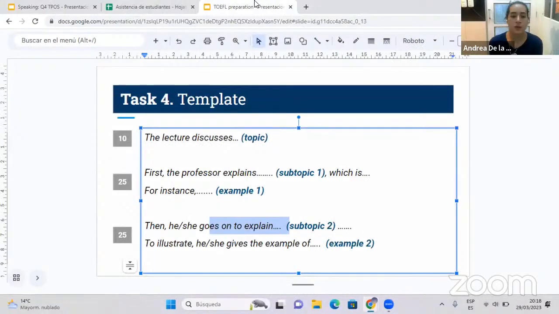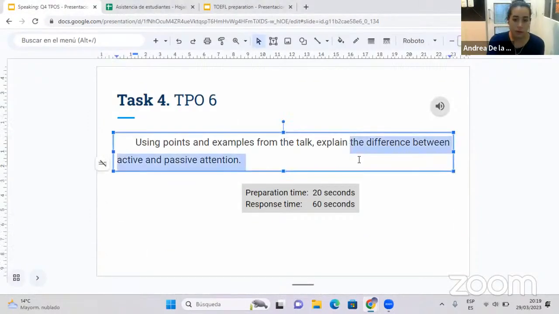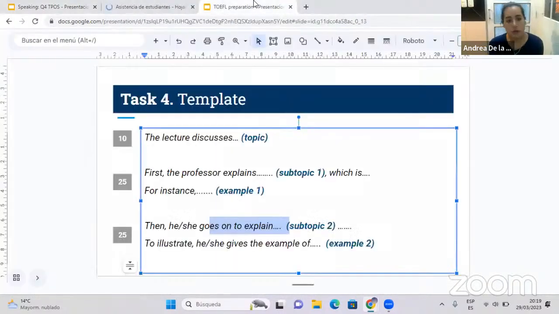In order to do that, you say the lecture discusses, or the lecture talks about if you want, and you copy what you have here, right? The difference between active and passive attention. Use transitions too. Transitions are great for vocabulary and connections. So tell me first, and then go with the first topic, right?